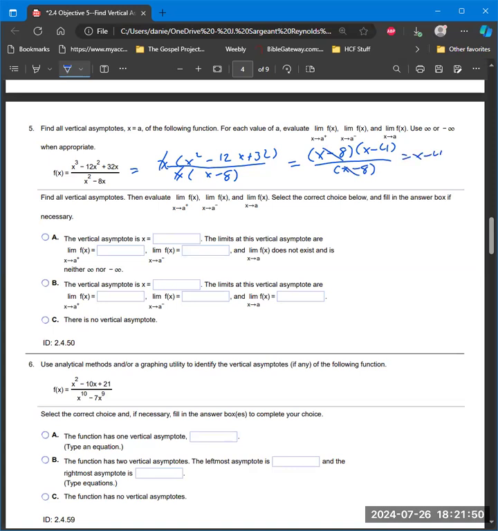The x minus 4, as long as x is not equal to 0 or 8. There's holes in the graph there. There are no more vertical asymptotes though, because there are no more remaining zeros in the denominator. So no vertical asymptotes.